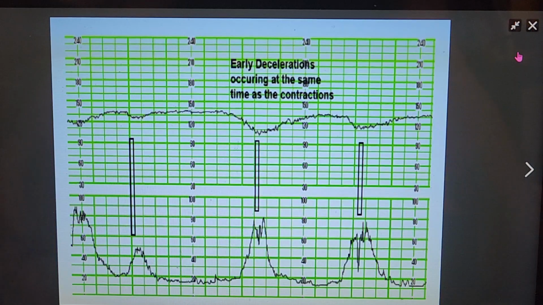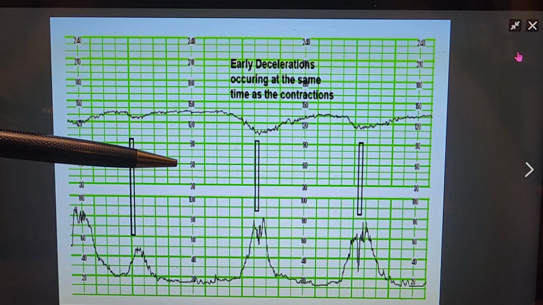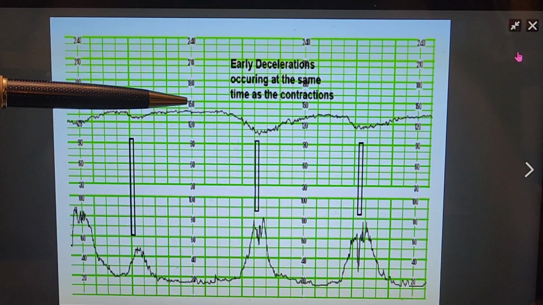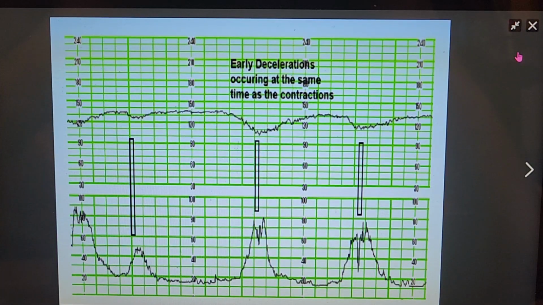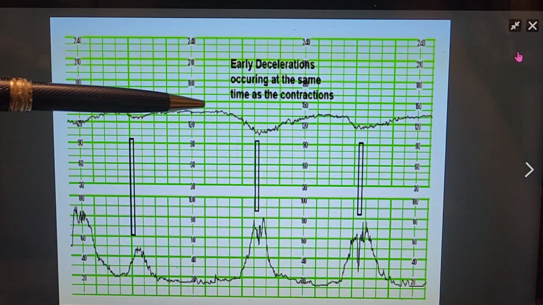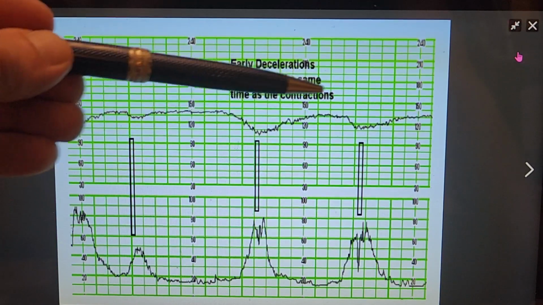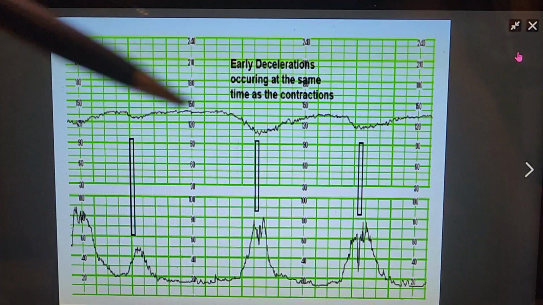The baseline in this strip, you can see the fetal heart is between 120 and 150, so this is roughly around 130 as a baseline. There is slightly decreased beat-to-beat variability. You can see it's not as zigzag as before in the previous case.